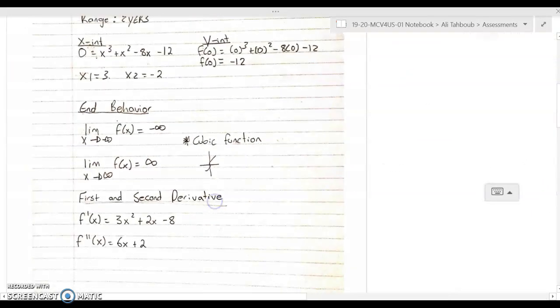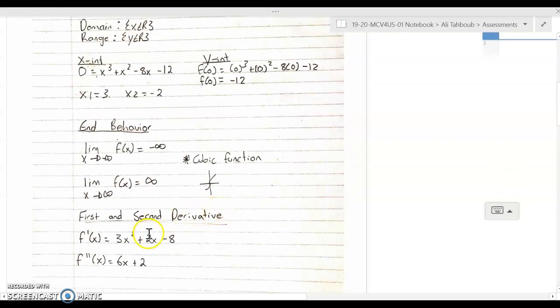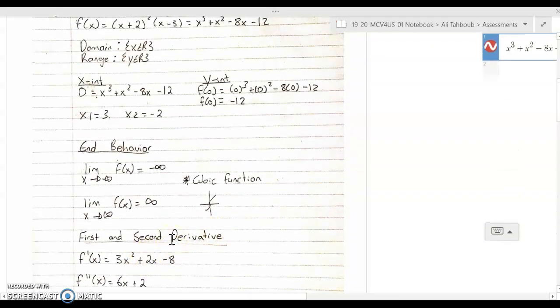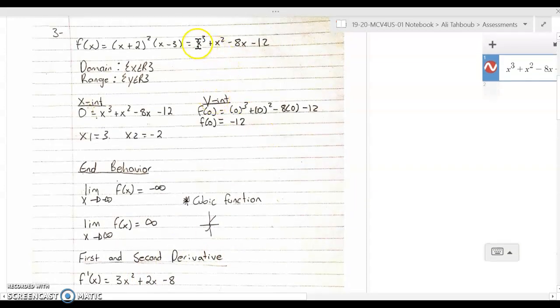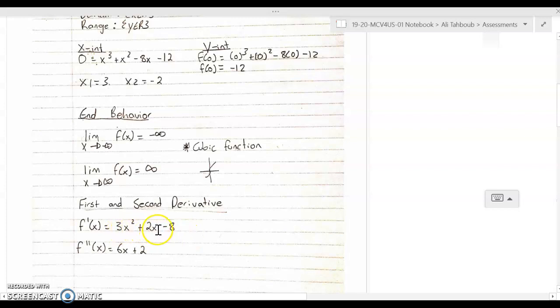Now the first and second derivative are quite easy to find. Just use the power rule. So the first derivative is 3x squared plus 2x minus 8. I got that by using the standard form of the function, not the factored form. Using the power rule, I dropped the 3, which became a 3x, and then I took 1 off the degree, which turns into a 2. I followed the same pattern for all the terms, so that's 3x squared plus 2x minus 8.